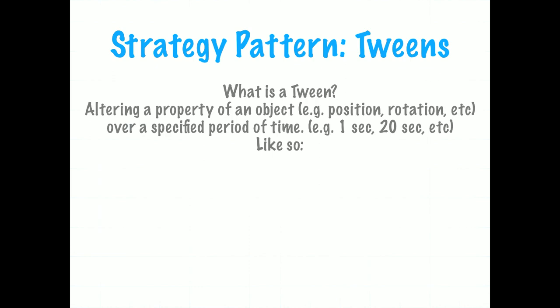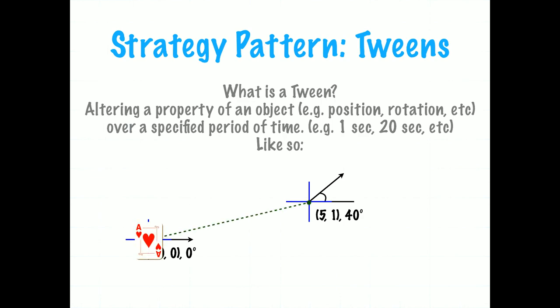So we're going to alter a property of an object in GameMaker, Unity's case. We're going to change position, rotation, etc. over a specified period of time, like so. All right, we have a position and rotation, 0, 0, 0 degrees. We want to move it all the way over here, 5, 1, 40 degrees. Here's our card, here's the path it's going to take. Say it takes 1 second, bink, that's it, that's a tween.